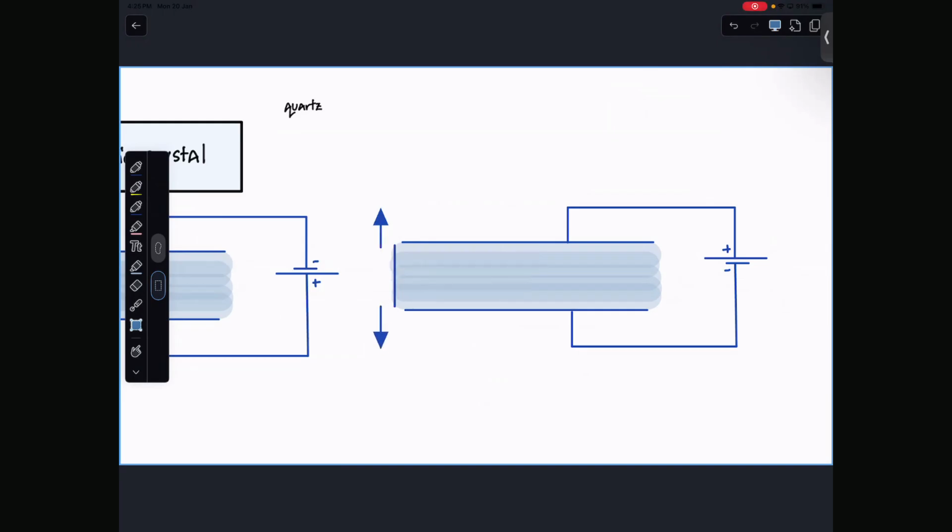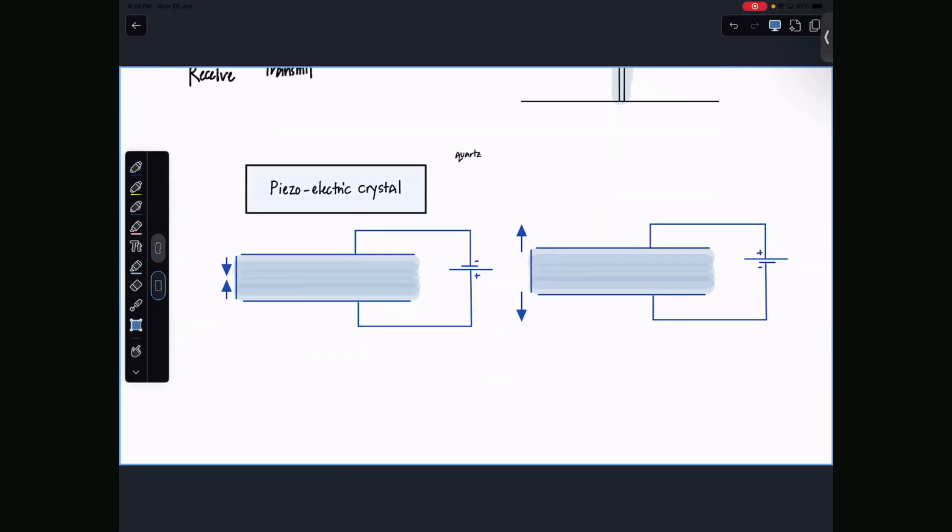So what we found was that by applying a potential difference across this crystal, you can change the shape of the crystal. So, for example, this is my crystal here. This is 0 voltage, positive voltage, 0 voltage, negative voltage. So you can use voltage to manipulate the shape of the crystal. Okay, so that's what we saw.